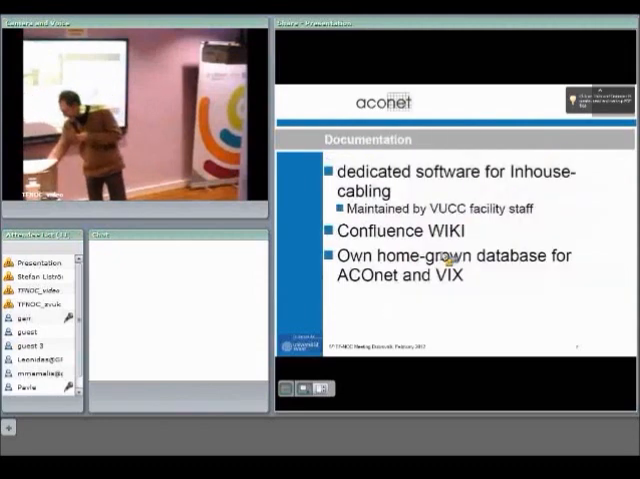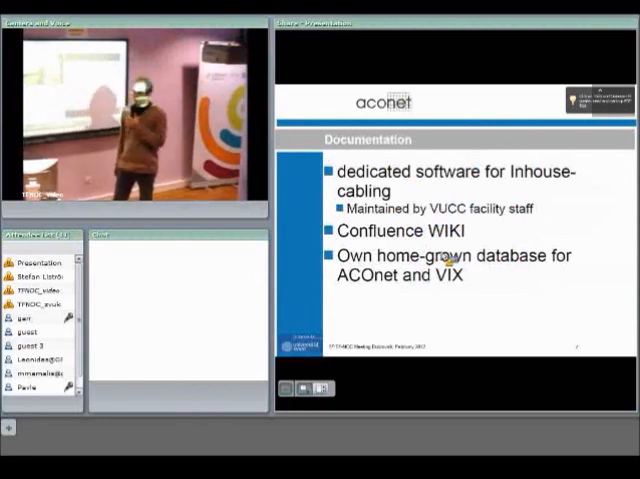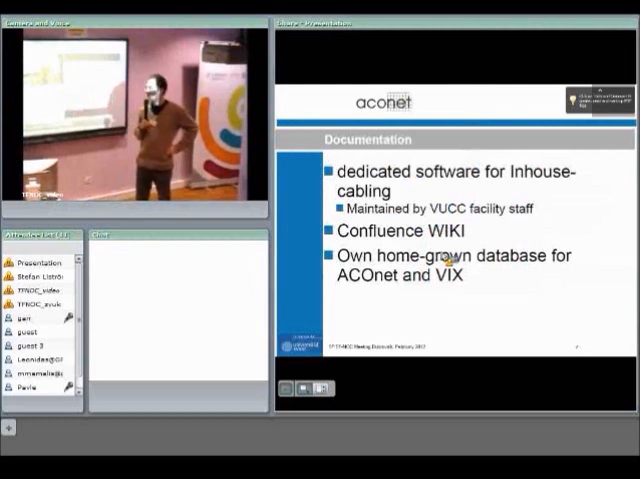For documentation, we have more tools. One of them is a professional tool for cabling. It's a cooperation of the NOC team and the facility team of Vienna University, who do all the cabling of the Vienna University itself. They have installed these tools and we use them together. Then we use a wiki implementation. It's a wiki system the Vienna University Computer Center uses, and we also use it as a synergy effect. And then we have made a homegrown database for ACOnet and VIX.